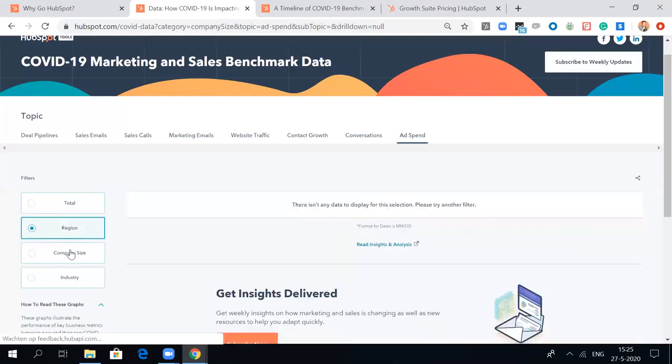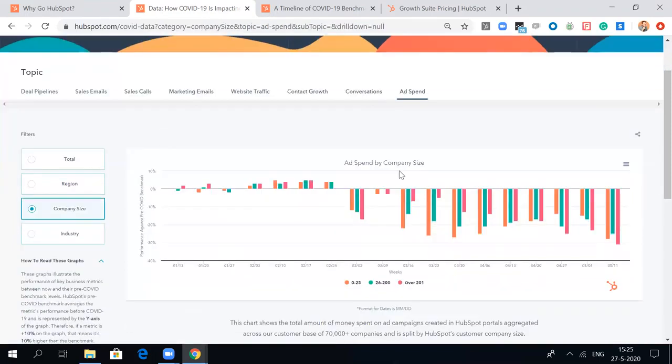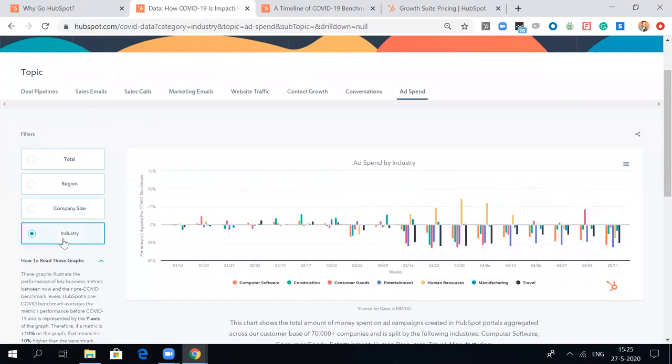We don't display it right now per region because they wouldn't allow us, but it's for basically all company sizes, everybody's making this decision. If we look at industries, it seems that only consumer goods, I think that's probably the e-commerce, has been relatively positive, but everything else has been down quite a lot, as you can see.